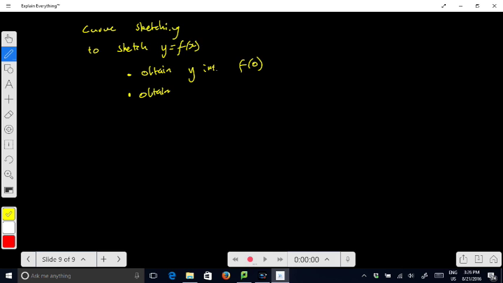So looking at curve sketching. To sketch the graph of any function y equals f of x, we've got a few different points that we can go through now. The first one is obtain the y-intercept. So we find that by finding f of 0. We can also obtain the x-intercepts. So that's when we find f of x equals 0.